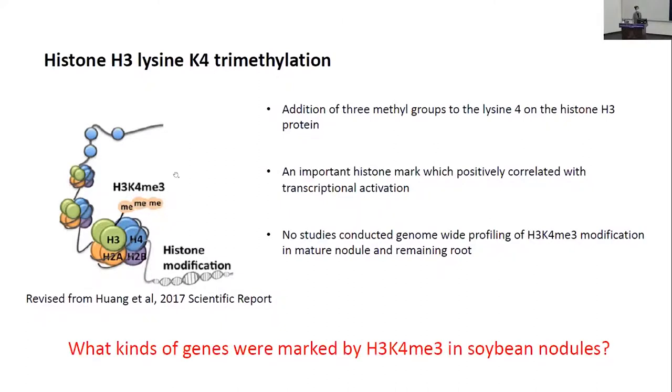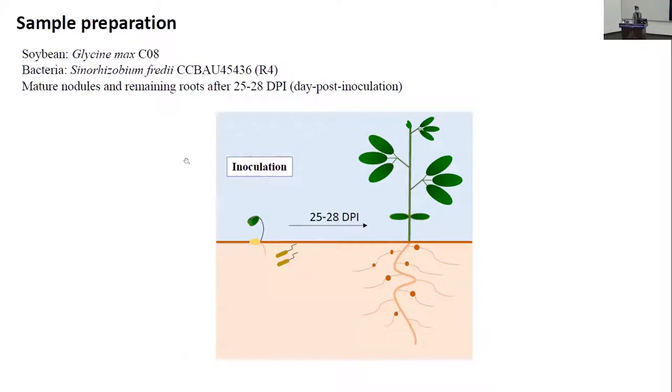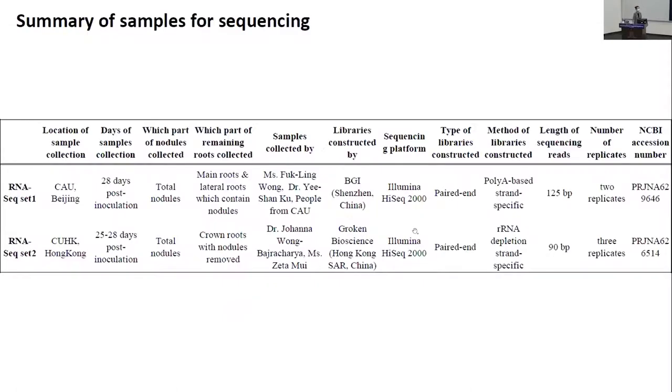So in our project, we want to uncover what kinds of genes are marked by H3K4 trimethylation in soybean nodules. To achieve our goal, we chose the cultivar soybean Glycine max inoculated with Sinorhizobium fredii USDA 4. The mature nodules and the remaining roots were collected 25 to 28 days post-inoculation. And to get a high confidence expression result, 2 independent sets of RNA-seq were analyzed here.